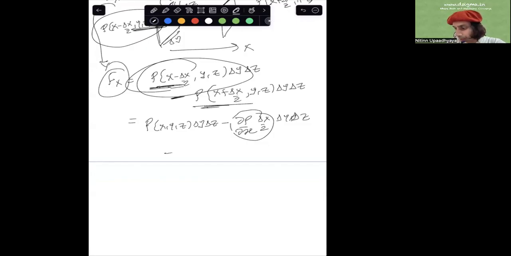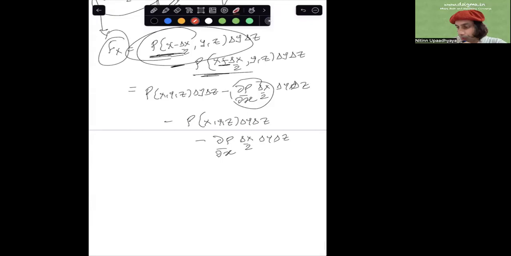From the second term, I will again have minus P, x, comma, y, comma, z, del y, del z. And then there is a plus here. So that will again be a minus dou P, dou x, the partial derivative of P with respect to x, del x by 2, del y, del z. Now notice that these two terms are the same, so they just cancel out. And so what we're left with is a combination of these two, but they're just the same terms, right? So they add up. And so we'll have minus dou P, dou x, del x, del y, del z. That's the net force along the x direction, right?